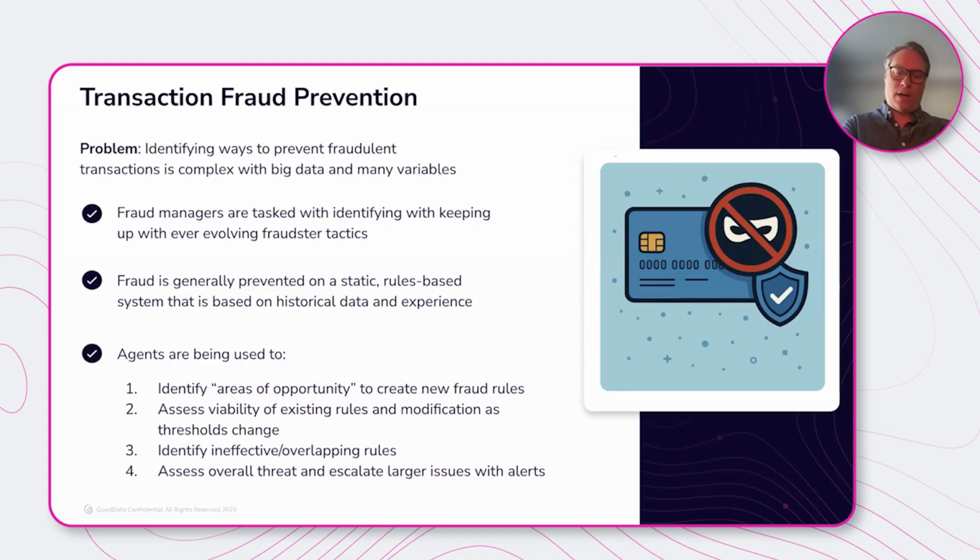And so we're working with some of our customers to build agents to address this in a variety of different ways. One that I think is probably the most important off the top of my head is to identify what we call areas of opportunity to create new fraud rules. So this could be analyzing the data and saying, there's a lot of fraud for this particular thing, so we'll create a new fraud rule to capture that type of fraud. But it could also be modification of existing rules.